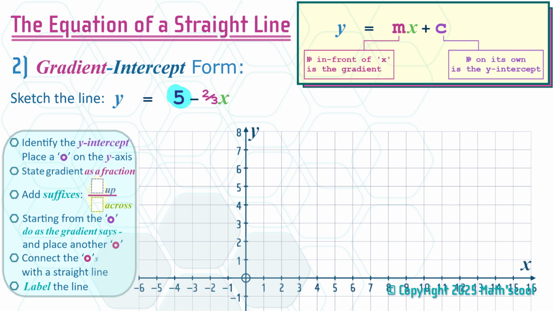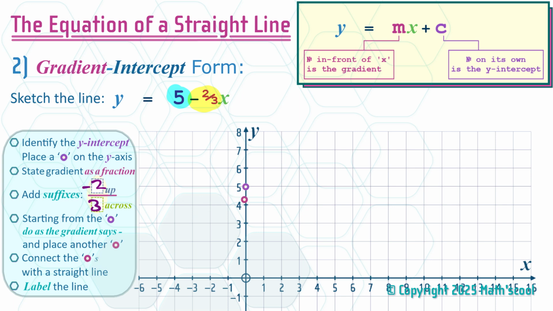Yep, the y-intercept is 5. So I'm just going to put a blob at 5. Now write the gradient as a fraction. So the gradient is this number here, minus 2 up, 3 across. Starting from my first blob, I'm going to go minus 2 up and then 3 across.